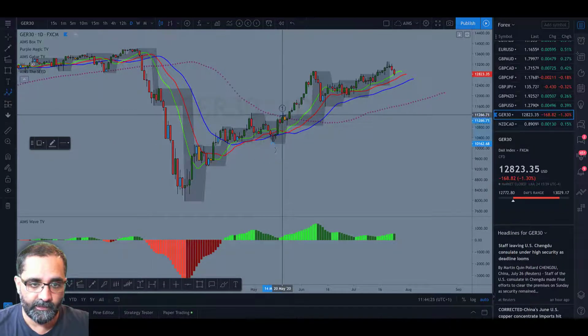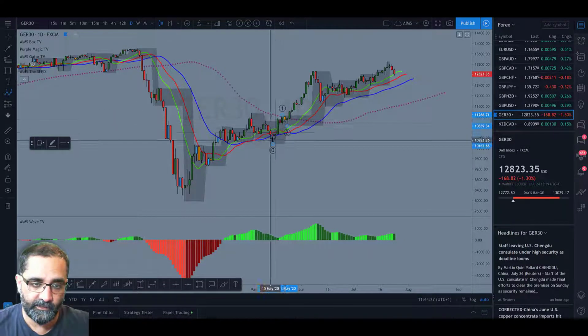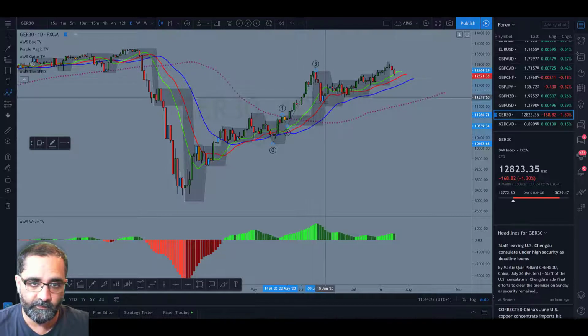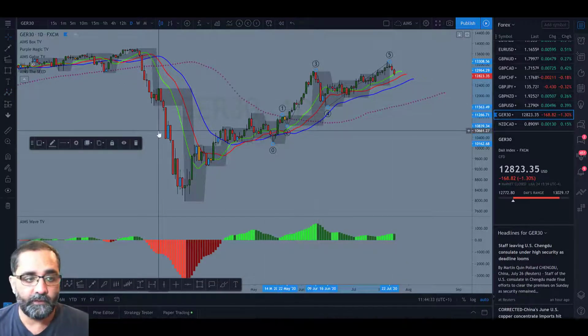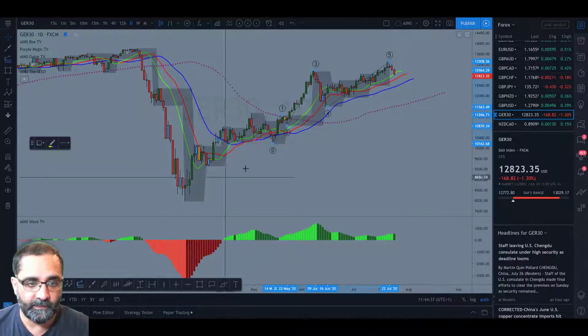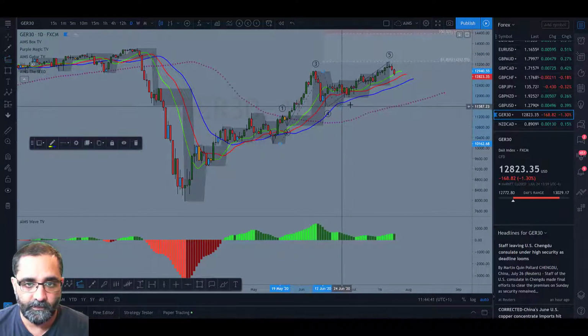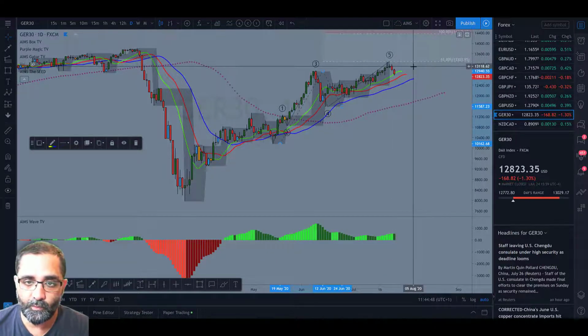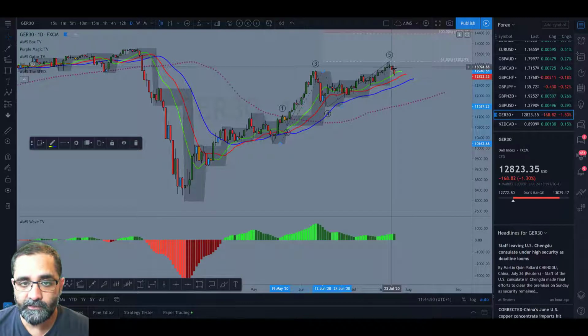But what I can do is some internal count. If I assume this is 1 and 2, this is my 3, this is 4, and then that is 5. Now we need to find out if this is the end of wave 5. If that assumption is correct, then I will start my target zone from here. And surprise, surprise, guess where it bounced off? The target zone 1, 62%. So it's bounced off there.